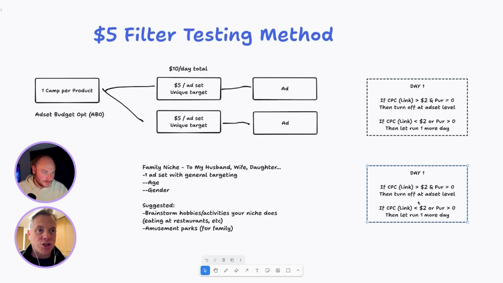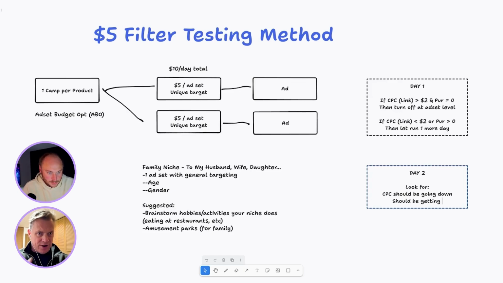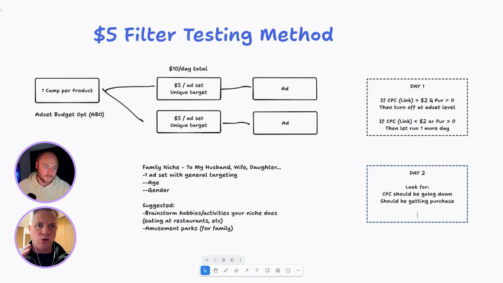Okay, day 2. What I'm really looking for here is the cost per link click to be going down, and I'm starting to look to see if we're getting a purchase or not. Usually the cost per link click on day 2, as a general principle, gives me some variance by niche and by product. So you have to play with this a little bit in the beginning when you're first starting out, so you learn what the target numbers are for your particular niche. But I would say $1.50 or less is what you're looking for for the cost per link click on day 2.